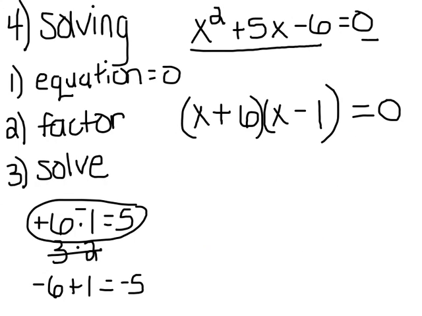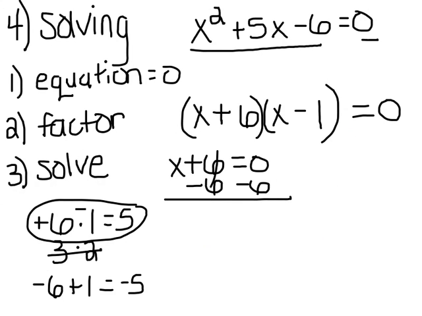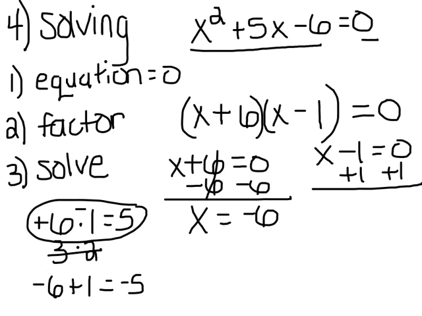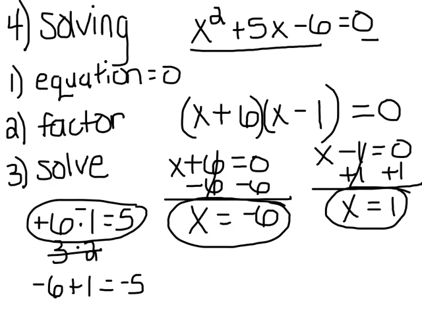Now on to step 3, we'll be setting each one of our factors equal to 0. So x plus 6 equals 0. And we'll be solving. So x equals a negative 6. Now x minus 1 equals 0. And x equals 1. Our answers are that x equals a negative 6 and that x equals 1.